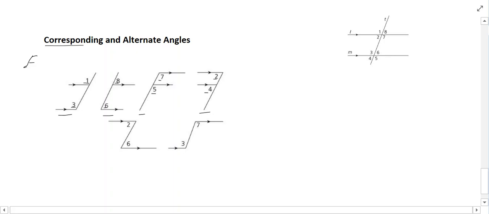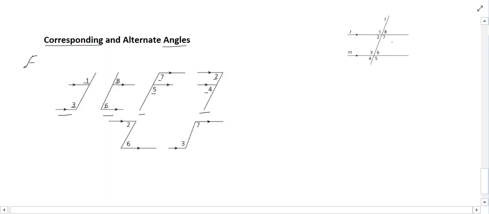And again, these are known as what are called corresponding angles. So I've just taken them from here, so you can see if we look at them, this angle here and this angle here are corresponding angles and they're equal to each other. Likewise, if we look at this angle here, 8, and this angle here, 6. Again, likewise, these are known as corresponding angles, and the angles are equal to each other.